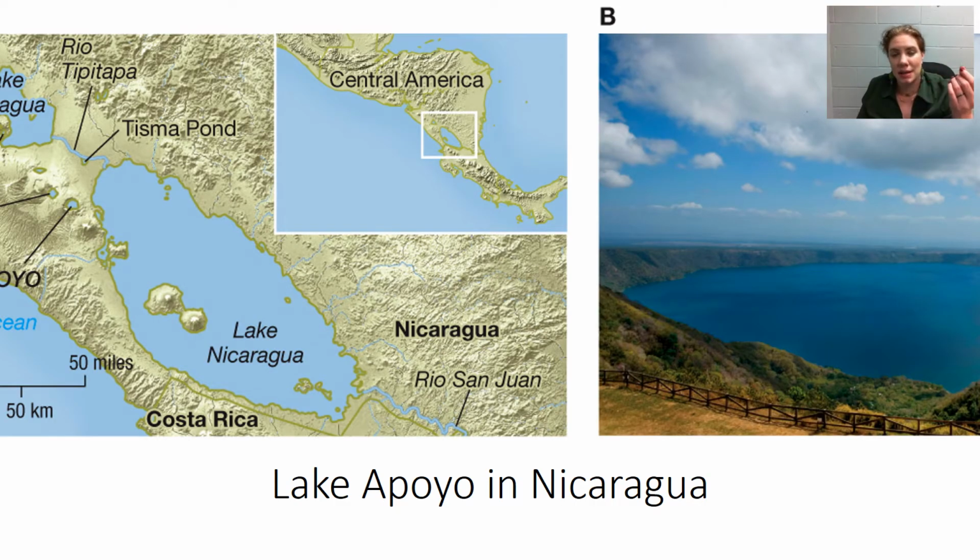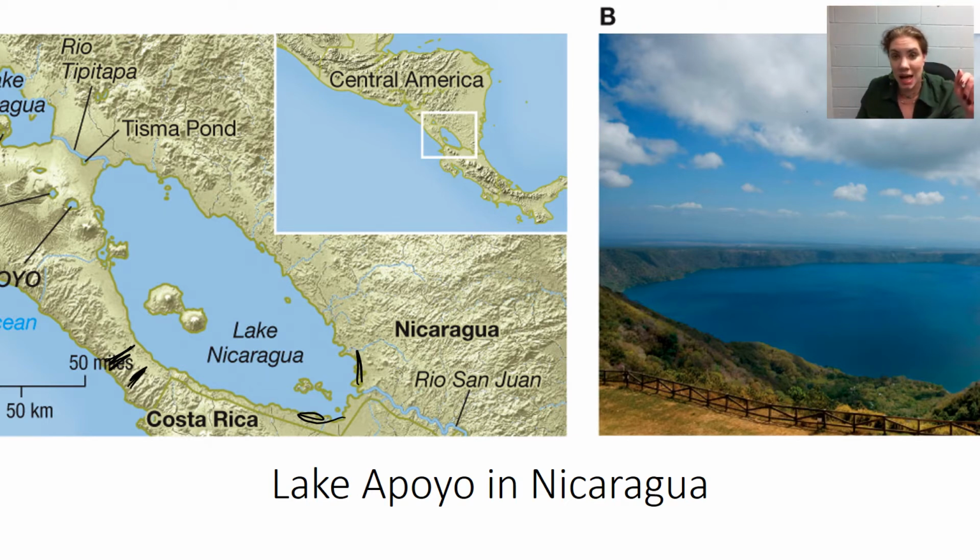So our last example of these speciation mechanisms is sympatric speciation, and this one is from Lake Apoyo in Nicaragua. And Lake Nicaragua is a very large lake that's actually basically kind of over here at the edge of Nicaragua, right where it kind of borders on Costa Rica for part of it. And it's actually only separated from the ocean by a small little piece of land that's about 50 miles or so wide.